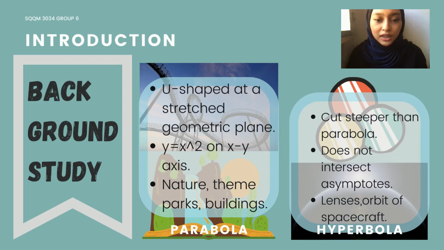So for hyperbola, it's basically the same as parabola, but it is cut steeper from the edge of the cone. The hyperbola does not intersect with the asymptotes, and the distance is small at a great distance from the center. Hyperbola can be seen in real life too, in everyday things or the orbit of a spacecraft. For example, the easiest everyday thing that has a hyperbola shape is glasses.